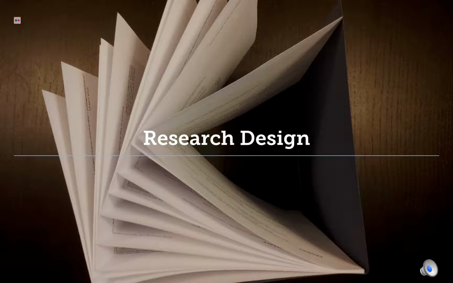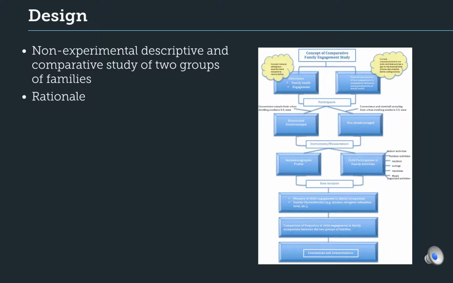Research design. The research design I am proposing is a quantitative, non-experimental, descriptive, and comparative study of two groups of families. According to Shadish, Cook, and Campbell, 2002, non-experimental studies, such as the one I'm proposing, are appropriate when the cause of the phenomenon being studied is not sufficiently clear and the researcher chooses to focus more on exploring the range of possible causes rather than honing in on a specific view.